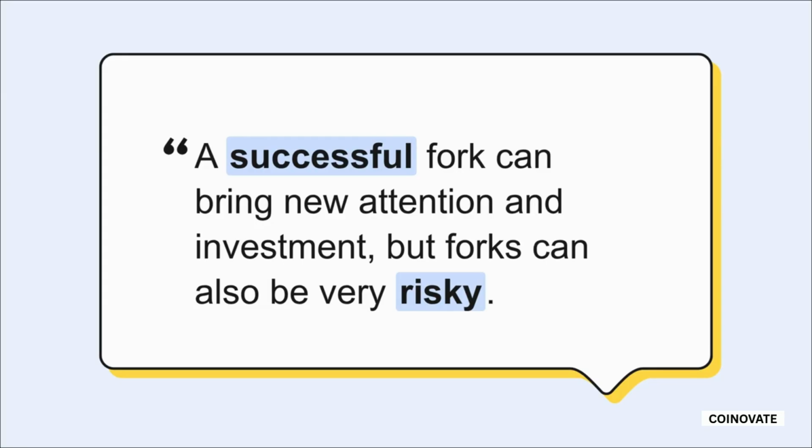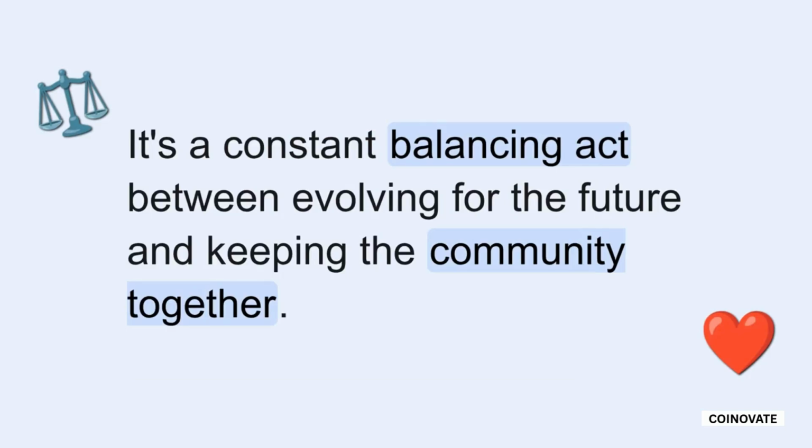If a fork goes well, it can be a massive win. It can solve huge problems and bring in a ton of new attention and investment. But, and this is a big but, if it's handled badly, if it gets too nasty, it can completely fracture the community. It can even kill the project. At the end of the day, this is the central challenge of running something without a boss. Forks are the only real tool these networks have to evolve, but they always come with the risk of splitting people apart. It's this powerful and, yes, sometimes really messy balancing act between moving forward and making sure everyone's on board.